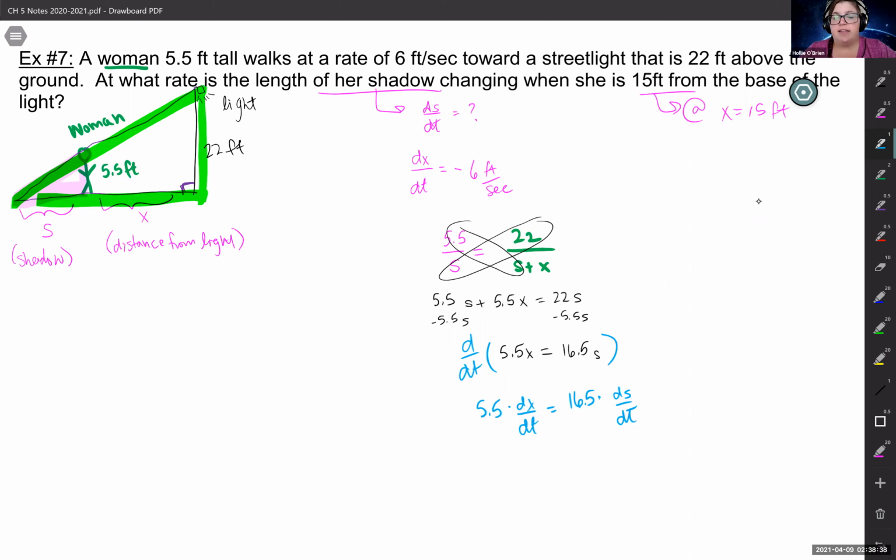I've said this a lot, but I don't want you to make that mistake, and I want you to know when you use it and when you don't. All right, we have everything we need. We just got to get ds/dt by itself.